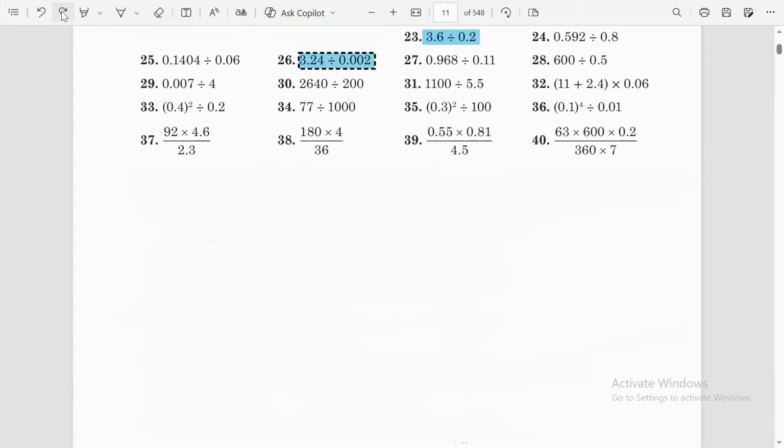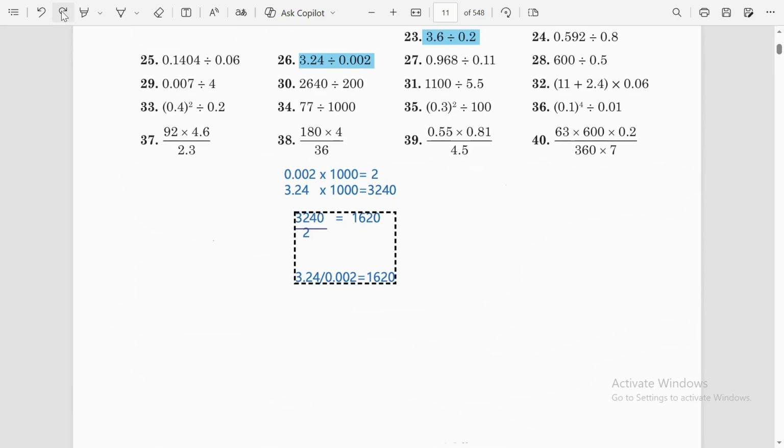Question number 26, 3.24 divided by 0.002. What do we have to do? We have to remove the decimal from the divisor. In this case, we have to multiply it by 1000, and we'll multiply the dividend by 1000 as well. We have to divide 3240 by 2. The answer is, you can check on screen, 1620.